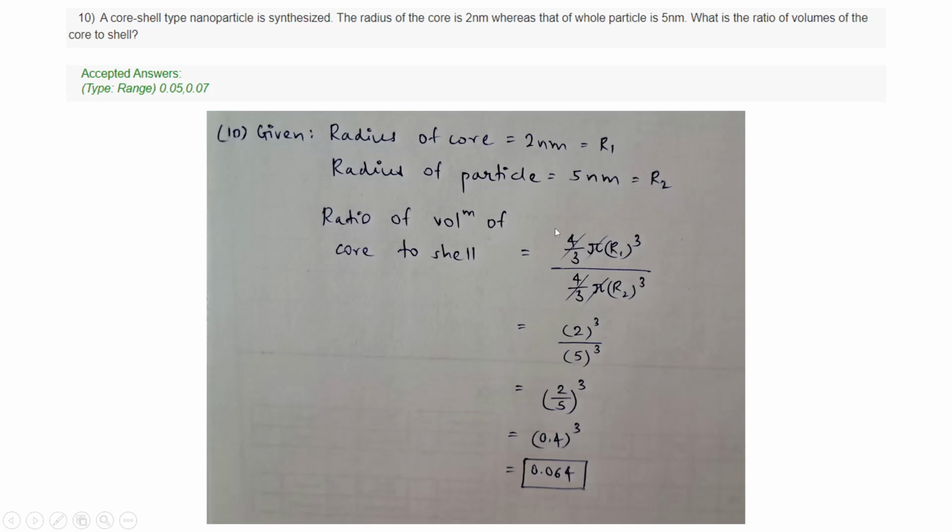The formula for sphere volume is 4 by 3 pi r cube. You just put them together. No need to solve it separately. Just cut out the common terms, and finally you'll arrive at 0.4 cube, which is 0.064.